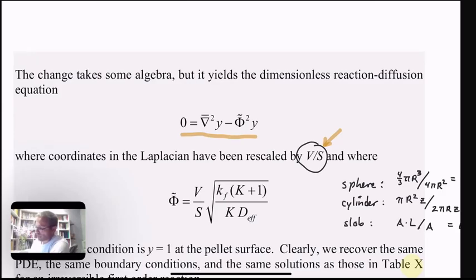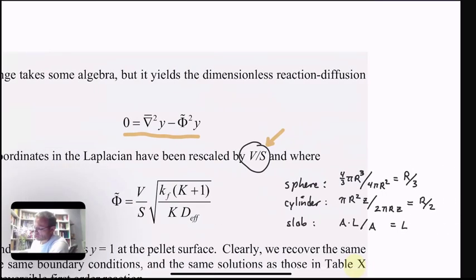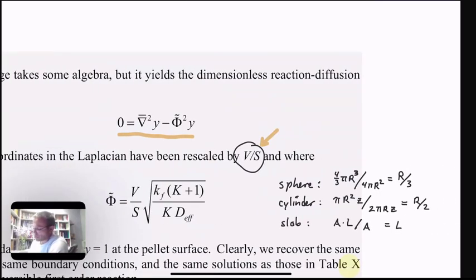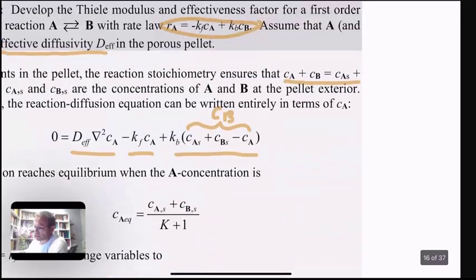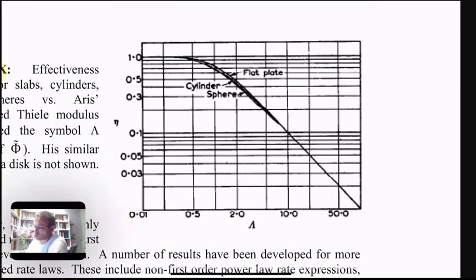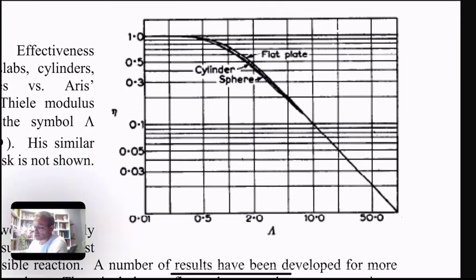And if you do that, then the length scale that you use to define your Thiele modulus is no longer r for a sphere, but r over 3. No longer r for a cylinder, but r over 2. And the slab case stays the same. For these three geometries, you find now that the definition of the Thiele modulus is very, very similar in all three cases, and it gives you results that all seem to kind of collapse onto the same universal plots.